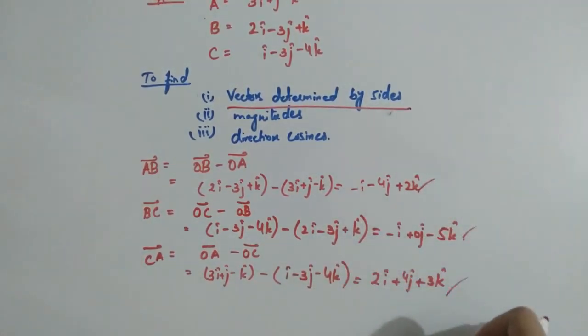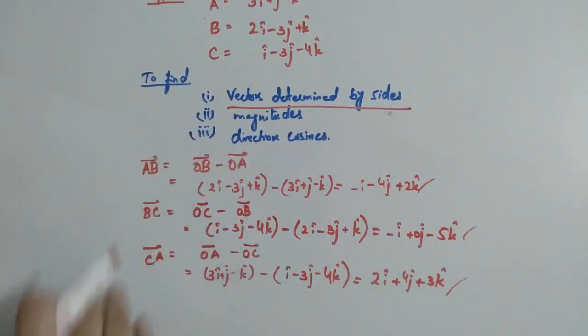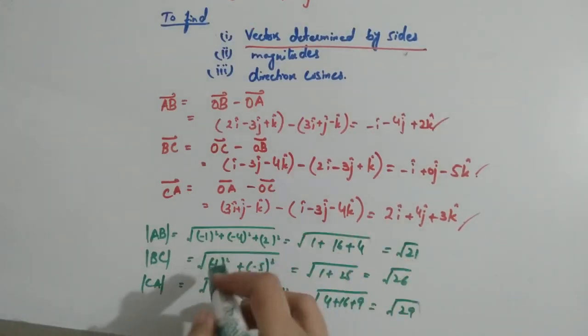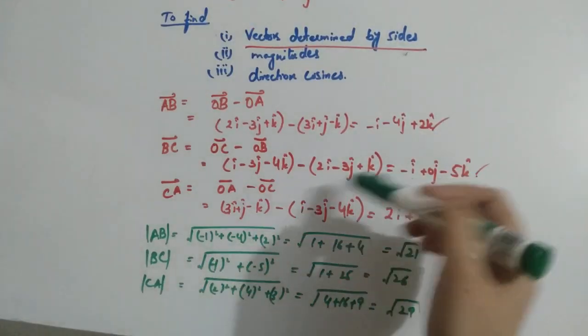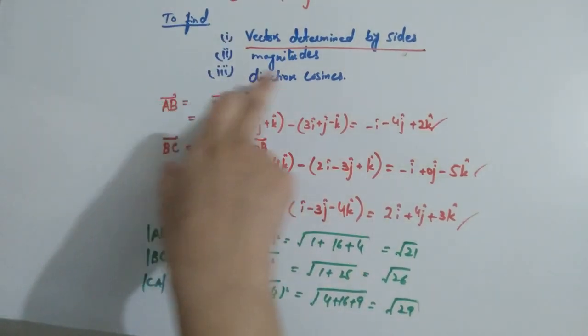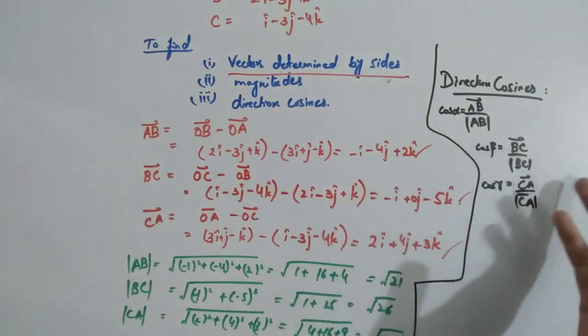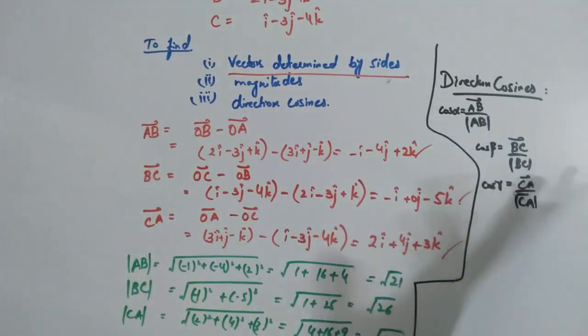Now the second part of this question, you have to find the magnitudes of AB, BC, and CA. After taking their magnitudes, the square of the coefficients and the square root, you will get AB magnitude as √21, 2 units, √26 units, and √29 units. Now the third part, the direction cosines. For direction cosines, you have to use the formula AB over AB magnitude, and likewise BC over BC magnitude, and CA over CA magnitude. Putting the values here, you will get the final answer.